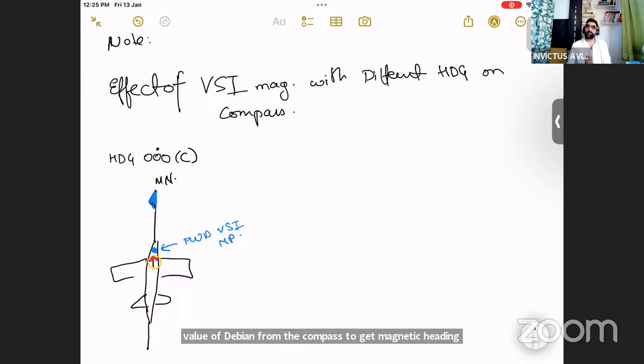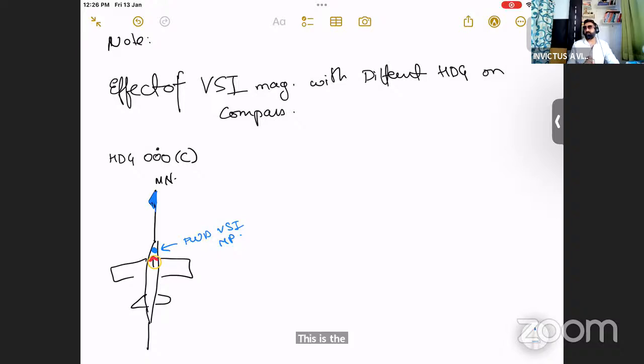In order to determine magnetic heading, when you see a compass heading and you are given a value of deviation, for a westerly deviation, you will subtract, in bracket you'll write minus, bracket close, you'll subtract the value of deviation from the compass heading to get magnetic heading. This is the situation where a westerly deviation can carry a negative symbol in certain textbooks to derive magnetic heading.